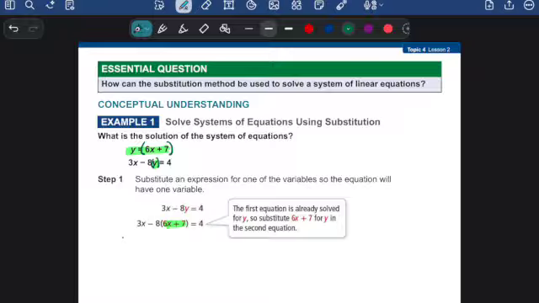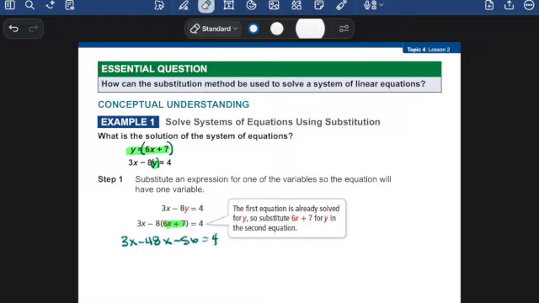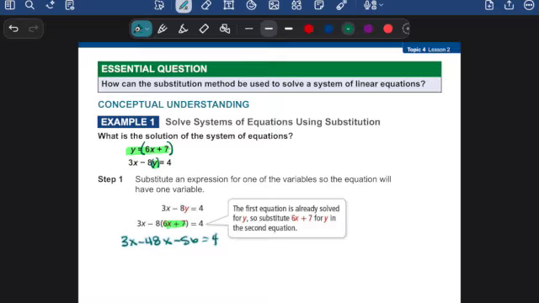So we'll distribute, so we get 3x minus 48x minus 56 equals 4. And we'll combine our like terms, so we would get negative 45x. And let's add the 56 to the other side, so that would be 60. Divide both sides by negative 45.